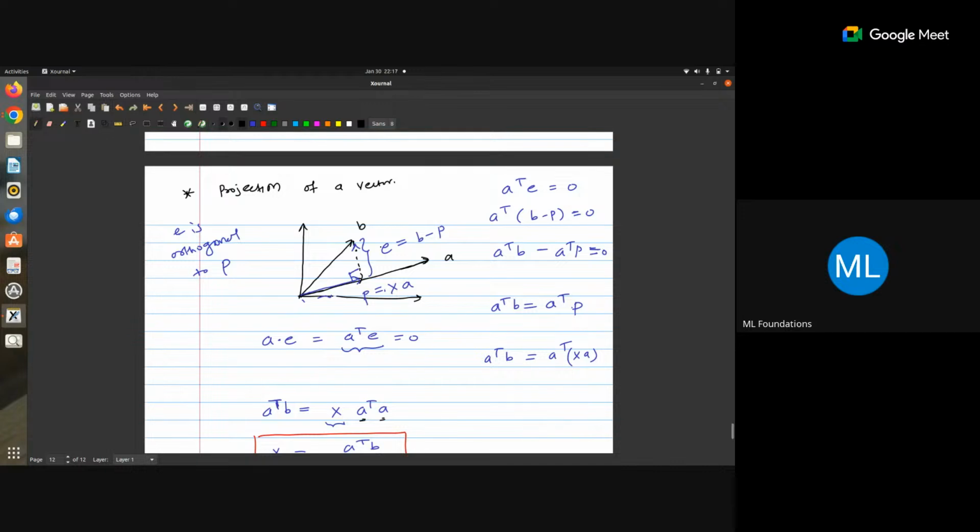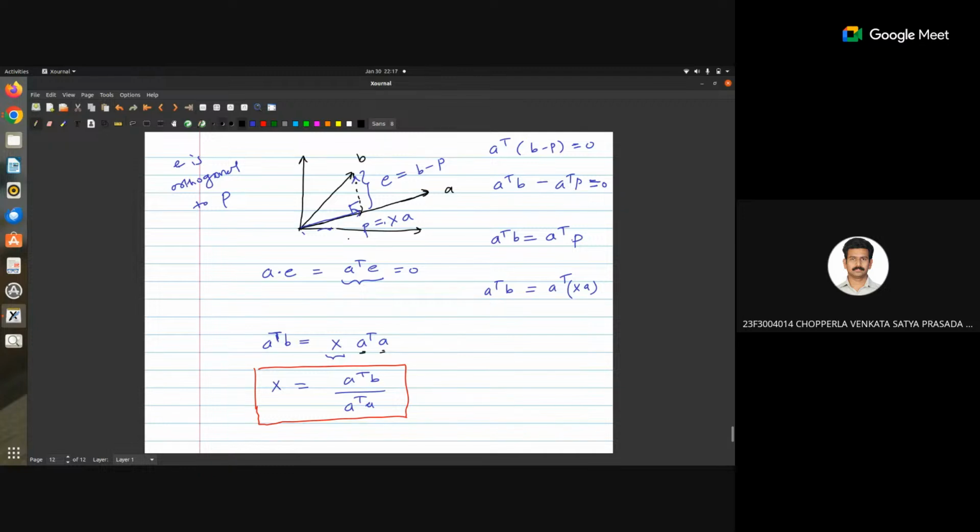See, here we are writing P as X times A.